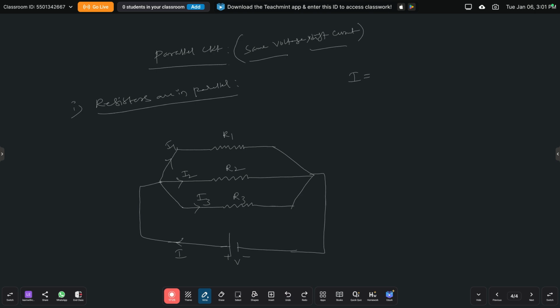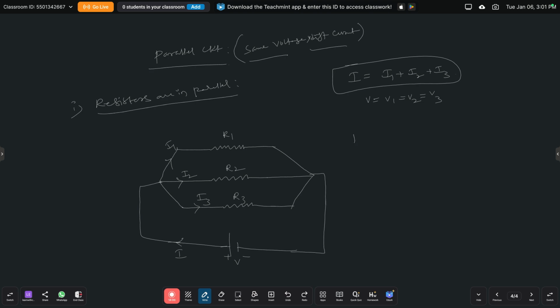Here the total current I is equal to I1 plus I2 plus I3, and the voltages will be the same. V is equal to V1 is equal to V2 is equal to V3. Where V is the total voltage, V1 is the voltage drop across resistor R1, V2 is the voltage drop across resistor R2, and V3 is the voltage drop across resistor R3. We need to substitute I1, I2 and I3 in this equation.